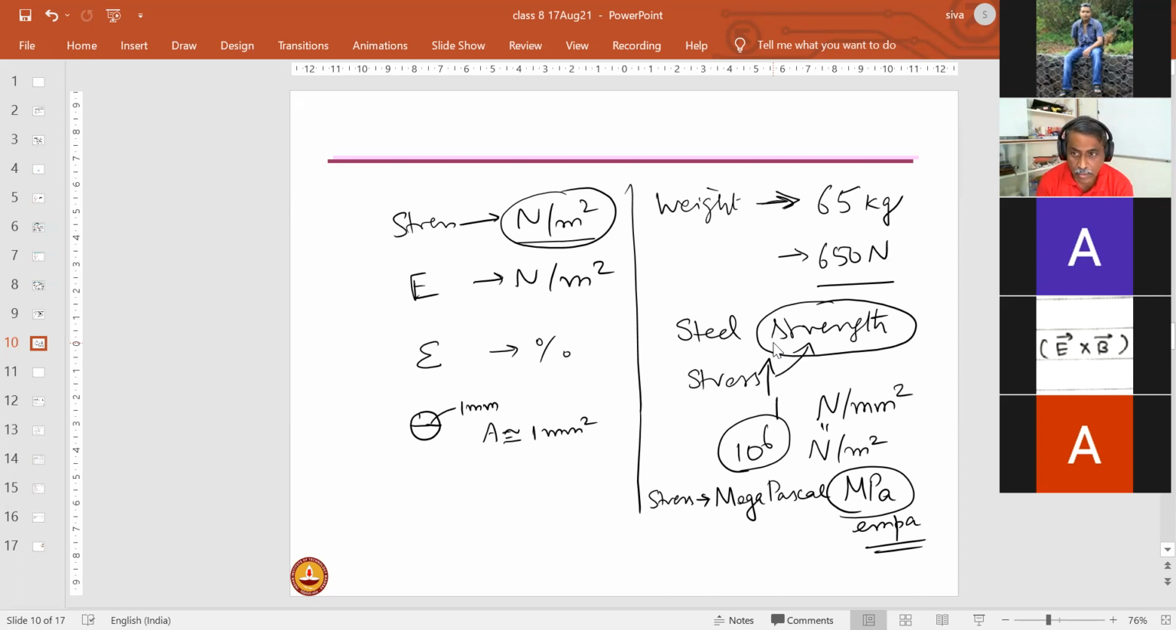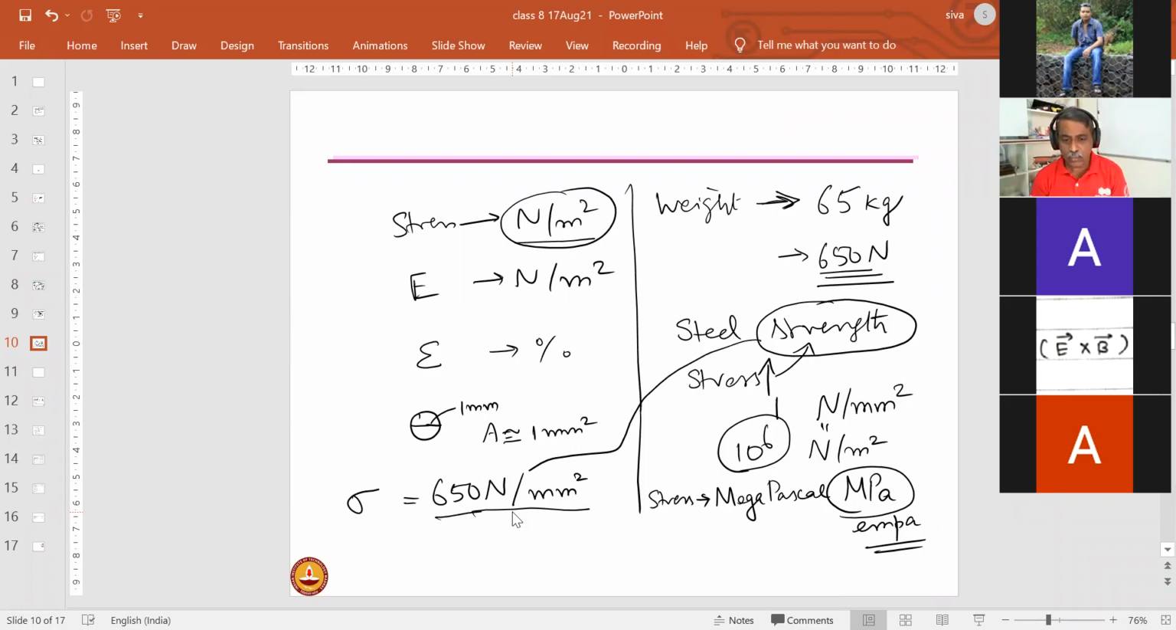Okay. Now, if it is 650 Newton that it has to take, then I'm looking at 650 Newton that it should be able to bear within its 1 mm dia, 1 mm square. This is the stress that I'm applying if I'm hanging on that 1 mm wire, right? Now, if the steel wire is able to take this, then I can relate saying, okay, steel wire seems to have at least 650 as its strength. Is this clear to you?